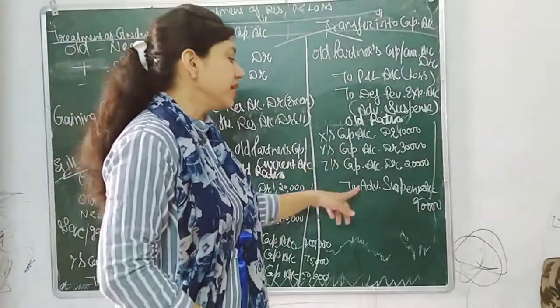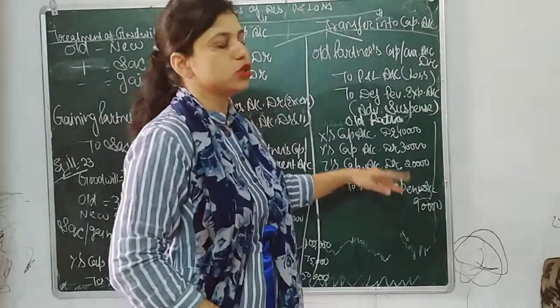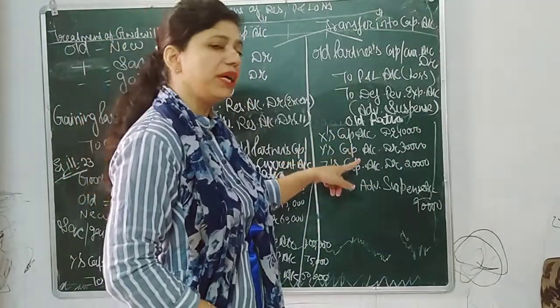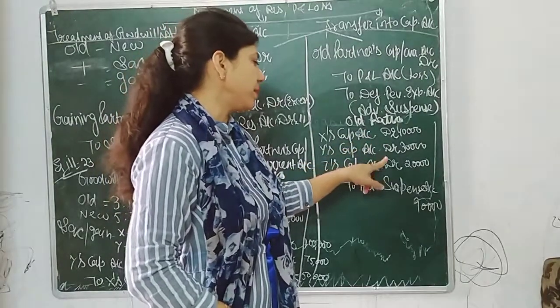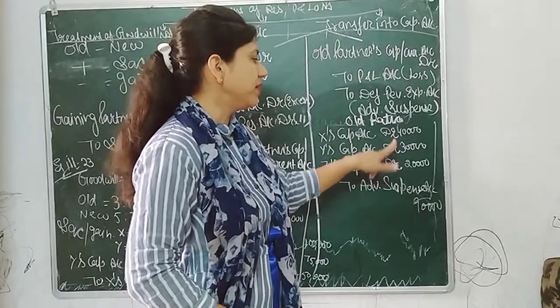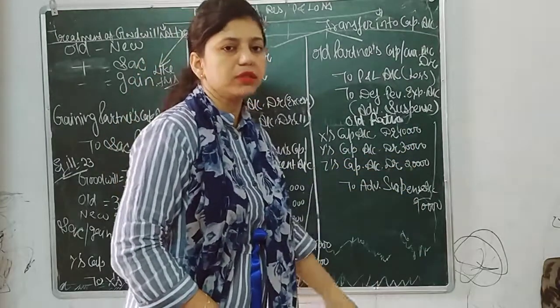Similarly, there is an advertisement suspense also, so it should be credited. So partners' capital accounts should be debited: X's capital account debit, Y's capital account debit, Z's capital account debit in 4:3:2. Total 90,000.